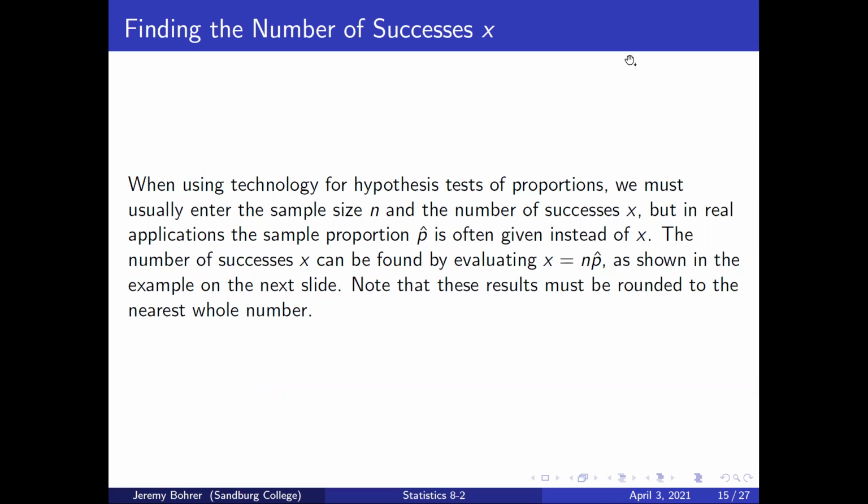Continuing from where we left off in the last video, when using technology for hypothesis tests of proportions, we must usually enter the sample size n and the number of successes x. But in real applications, the sample proportion p hat is often given instead of x. The number of successes x can be found by evaluating x equals n p hat, as shown in the example on the next slide. Note that these results must be rounded to the nearest whole number.